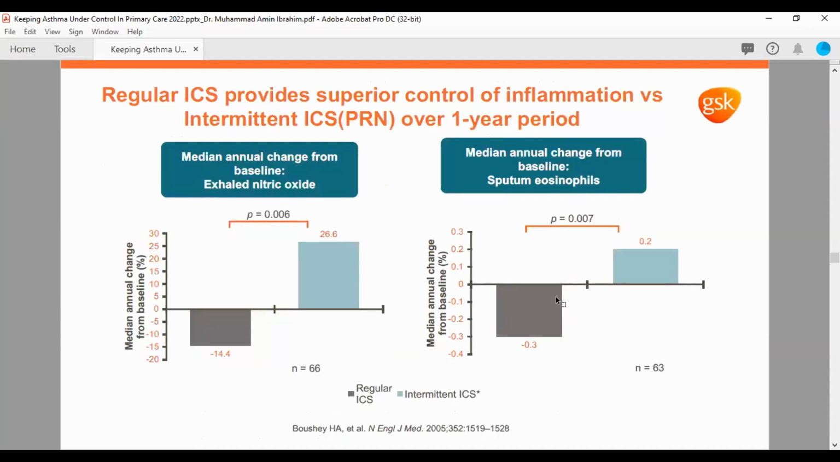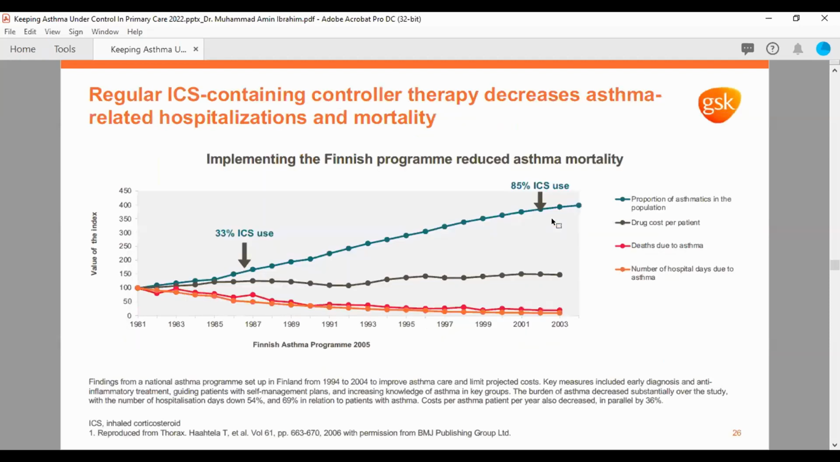Now, let's look at the airway inflammation. We can measure airway inflammation using exhaled nitric oxide or FeNO. Second is sputum eosinophil. So you can see there are 2 arms. The gray color represents regular ICS, the blue color represents intermittent ICS. Both graphs show that by giving regular ICS, we can reduce exhaled nitric oxide, less airway inflammation, as well as sputum eosinophil. So giving regular ICS reduces airway inflammation.